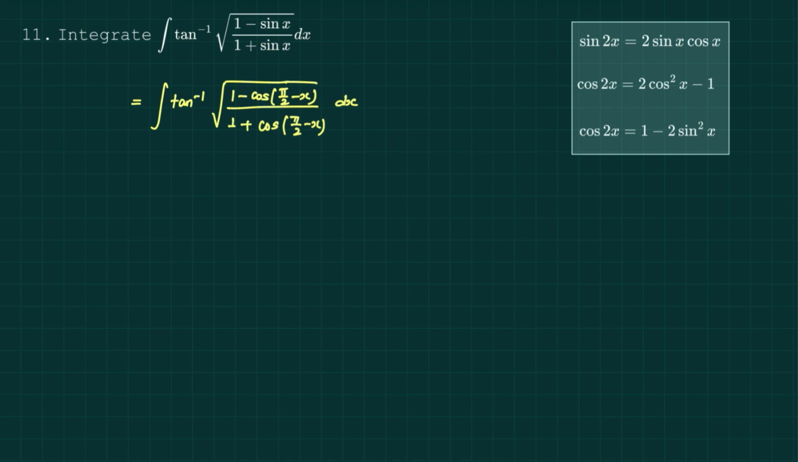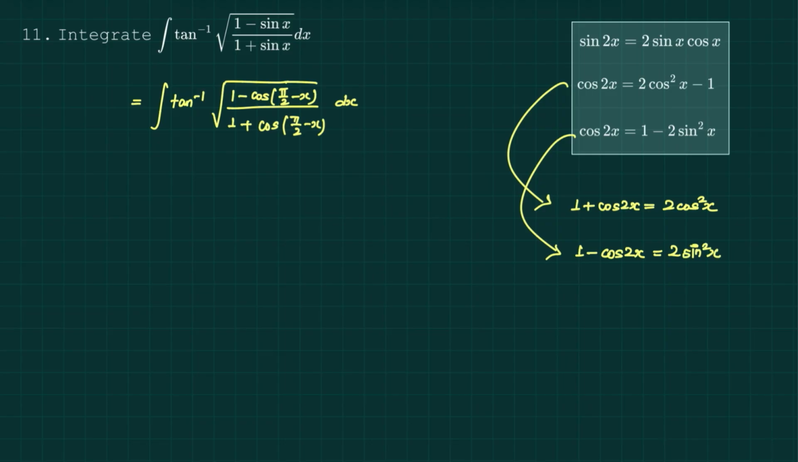Now we have one formula from multiple angles, that is cos 2x. If you see, cos 2x equals 2 cos square x minus 1. So if I rewrite this formula, I can write 1 plus cos 2x as 2 cos square x. And from the other formula I can write 1 minus cos 2x equals 2 sin square x. So these two formulas are very important. Whenever you see 1 plus cos 2x, always try to replace it with 2 cos square x, and whenever you see 1 minus cos 2x, you will write 2 sin square x.